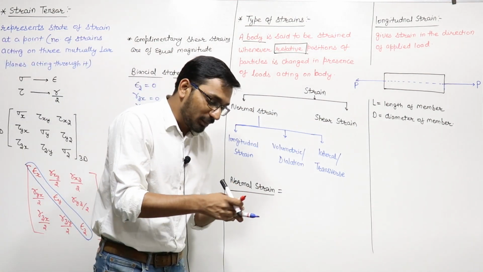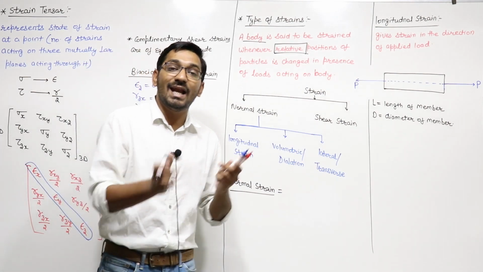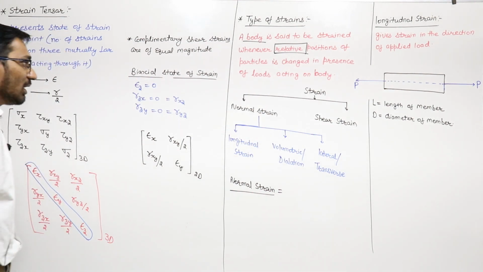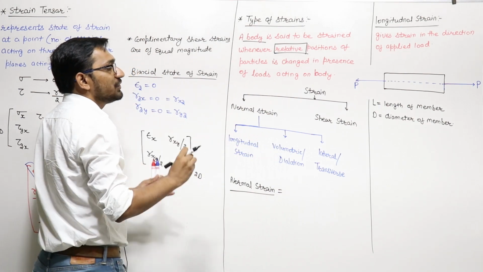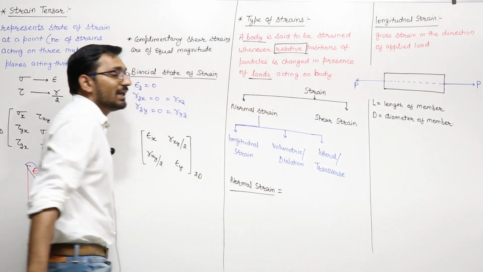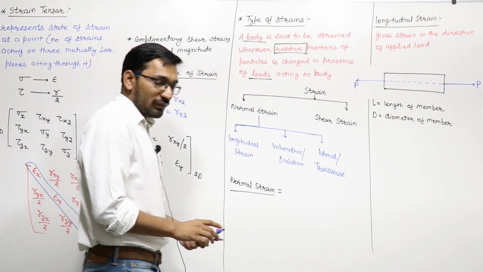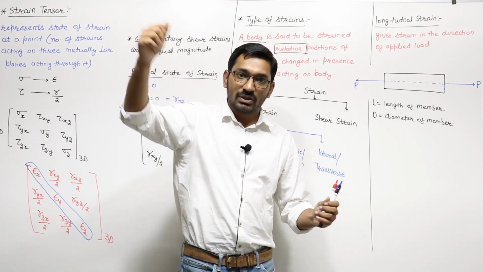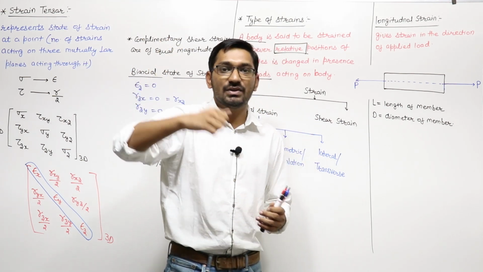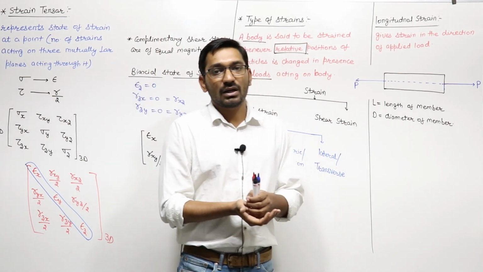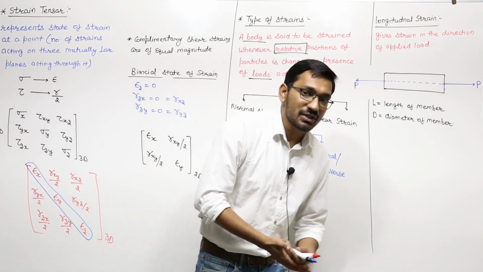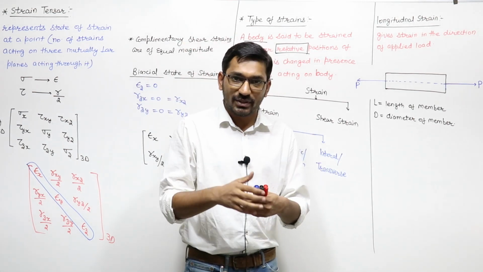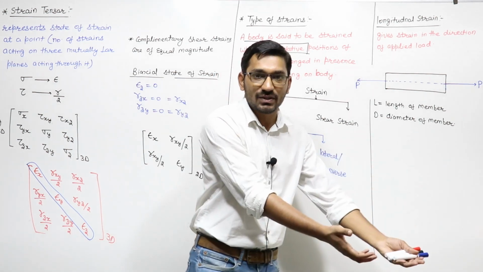So we are not concerned about the change of position, we are concerned about the relative change with respect to each other. So we say a body is said to be strained whenever the relative positions of the particles are changed in presence of loads acting on the body, right? So first you apply a load, the body deforms, strain will be there, and that strain is resisted. To resist it, one internal resisting force is developed, and that internal resisting force per unit area is the stress. So this is the process: load, then strain, then stress.